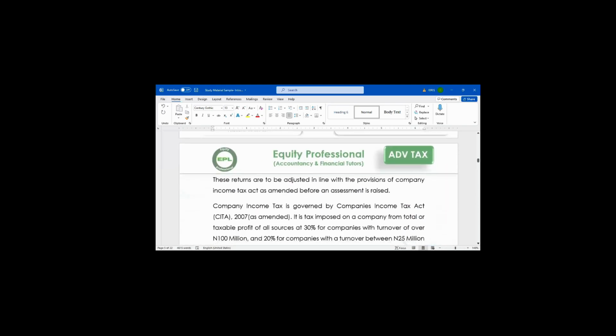Company income tax is computed on the adjusted profit after provision for capital allowance. Company income tax is computed on the adjusted profit after the relief of capital allowance.